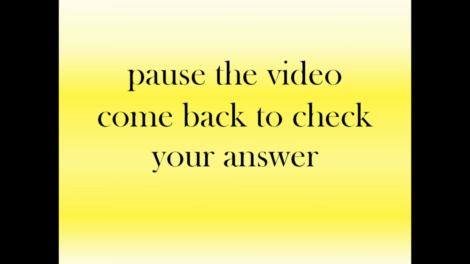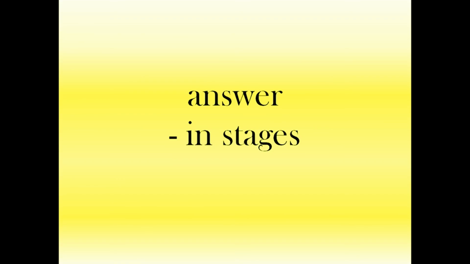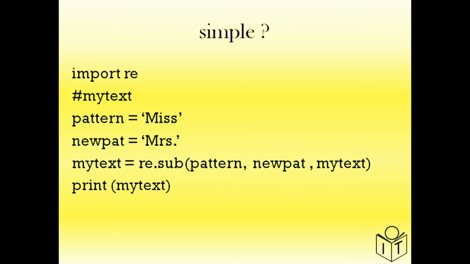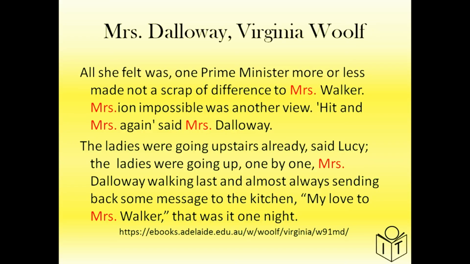Okay, now let's have a look at the answer, and we'll go through it in stages of what you might try. So the obvious thing would be to create the pattern Miss and the new pattern Mrs, and just use re.sub to change the first to the second. So let's have a look at our text. I've highlighted the changes in red, and we've got Mrs, and it's correctly changed Mrs. Dalloway, Mrs. Walker from Miss.